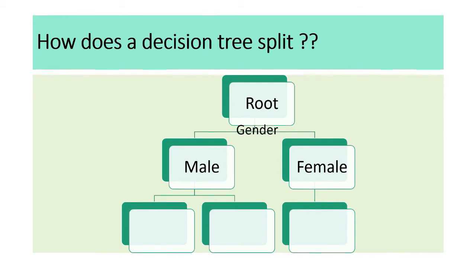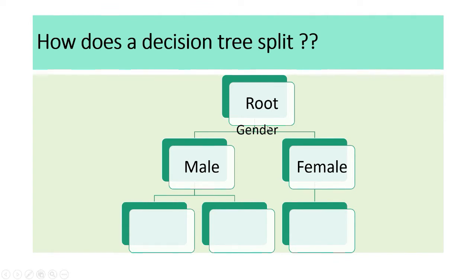Hi friends, this video is about how does a decision tree split, or you can also say how to split a decision tree. So here you can see that I have this tiny little diagram, and here I have a root node, a male node and a female node, and so you can see that this particular tree has been split on the basis of the variable gender.